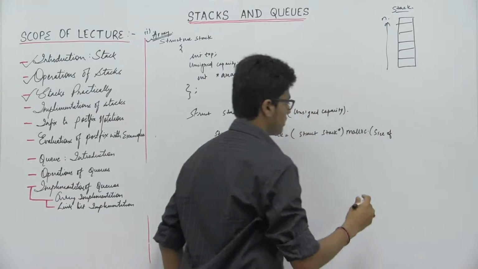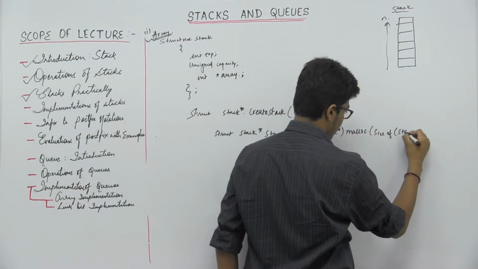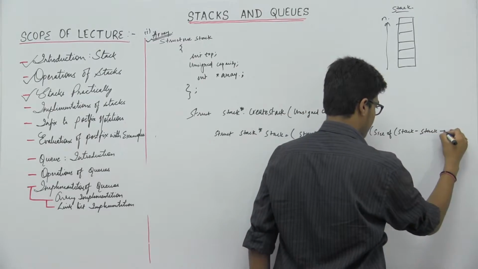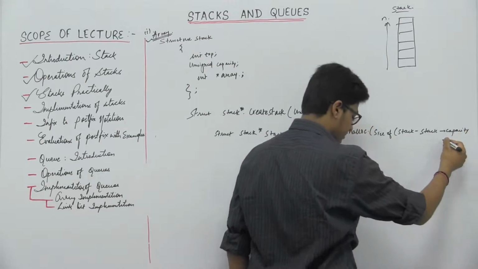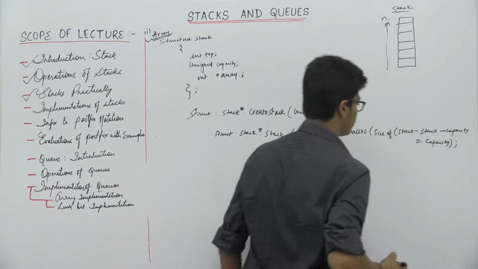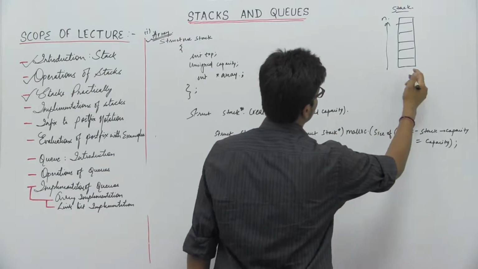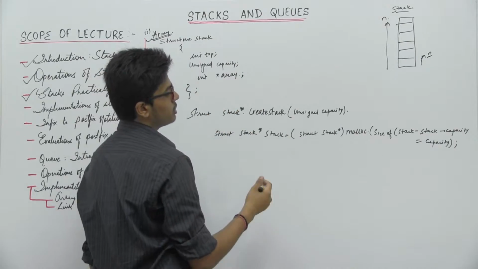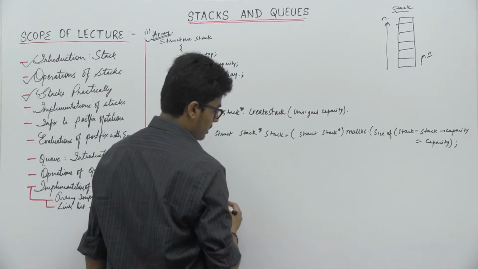sizeof stack, capacity. Stack of capacity is equal to capacity. So here we set the size of the stack, and suppose we are taking n structures. So for the correct input which is given by the user, that is the value of n. So here we already defined stack.